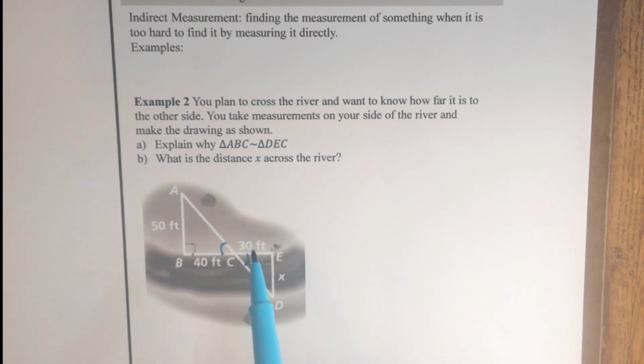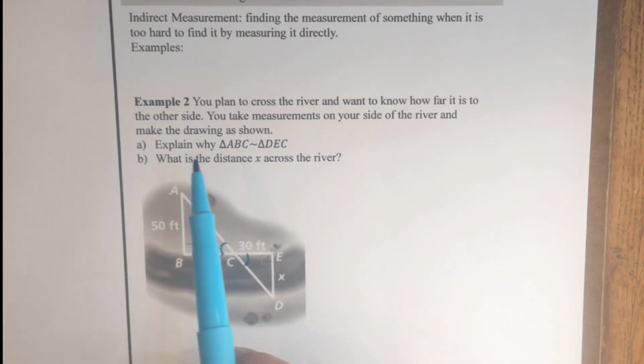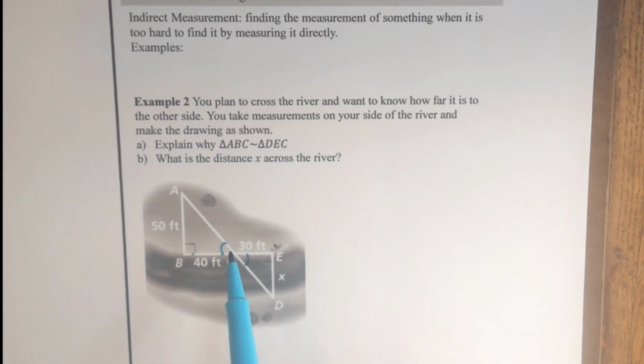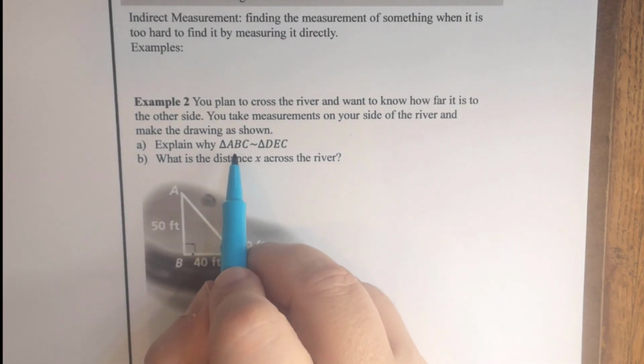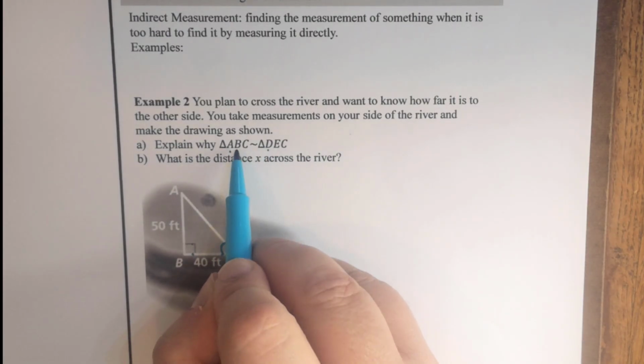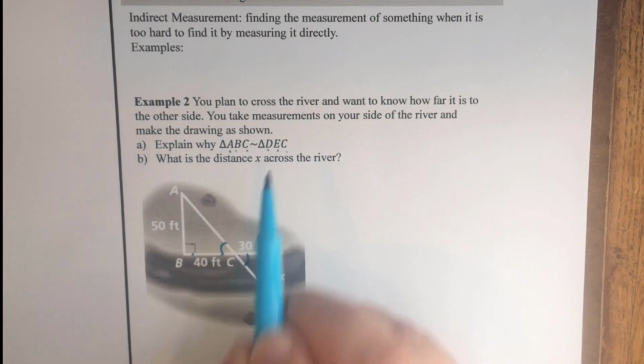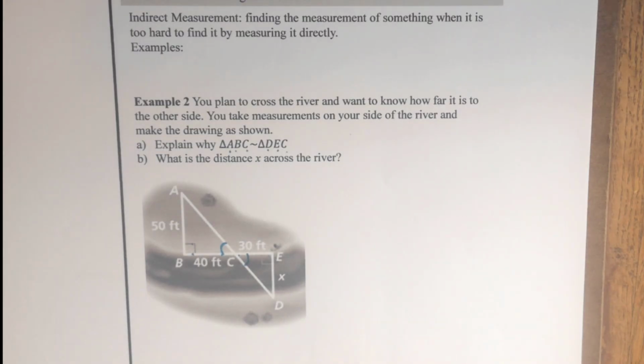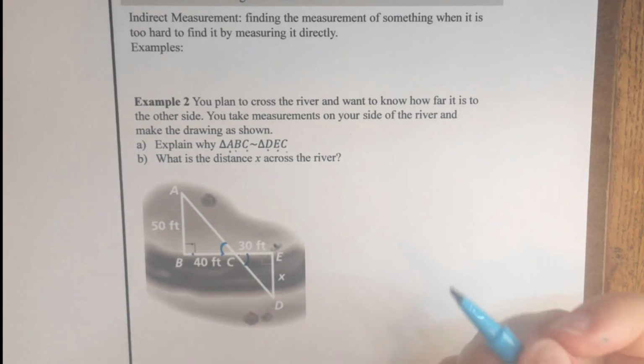So we go back to proportional reasoning to help us out. So we know why they're similar. They're similar because we have vertical angles to get those congruent angles and then the 90s. So those are our two congruent angles that we need to prove things are similar. We know that A goes to D, B goes to E, and C goes to C. We can also use those to help us make our proportional reasoning.